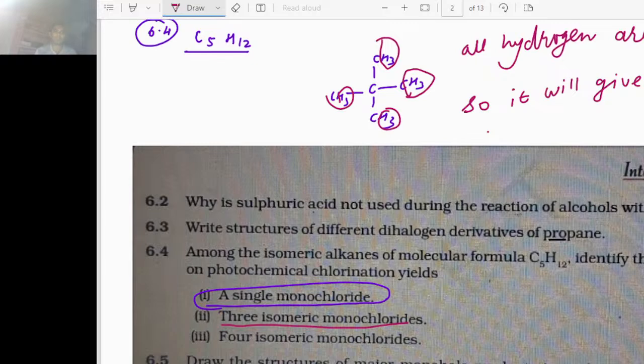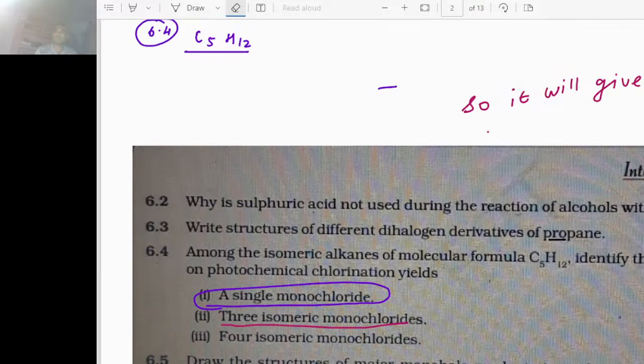Okay, come to the same point again, student, where we were. Now the next one, 3 isomeric monochlorides. So 3 different types of hydrogen are required. Out of this, how can you make 3 different types of hydrogen? Let's try to look over it, student, for the 3 different types of hydrogen.